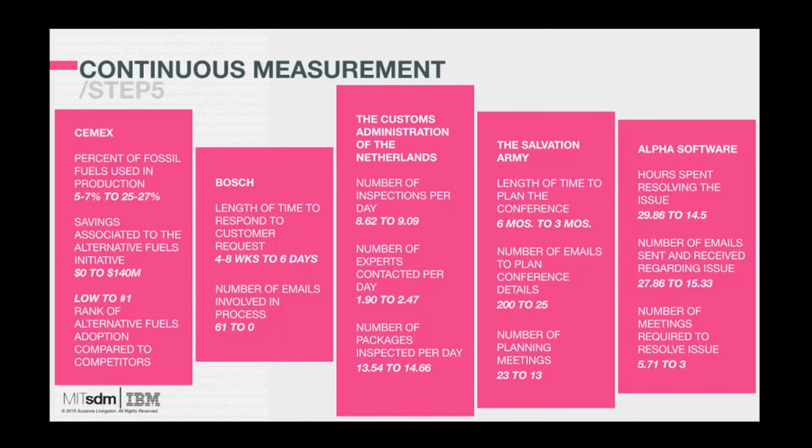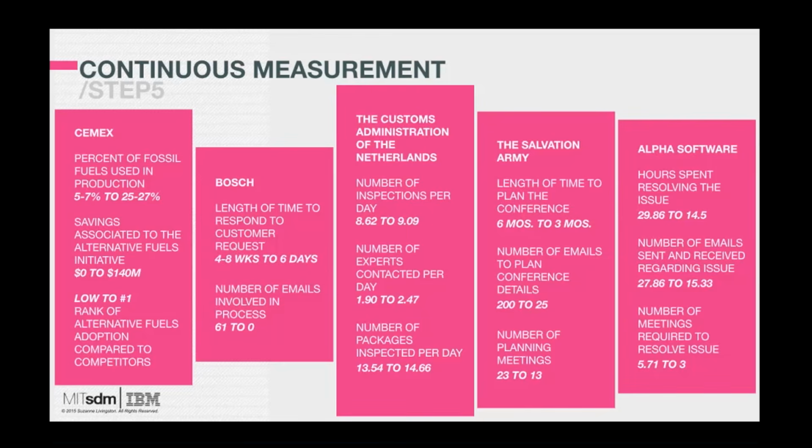For Bosch, as a result of the community, the process for those localization requests improved on a number of metrics. The length of time that it took for Bosch to respond to a customer request went from 4 to 8 weeks down to 6 days. And the number of emails involved in the process went down to 0. They completely eliminated the use of email and completely rely on their community site as a way of having any information shared in the tool rather than in email.